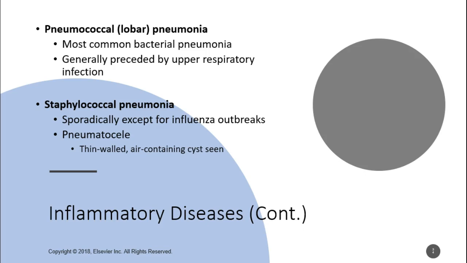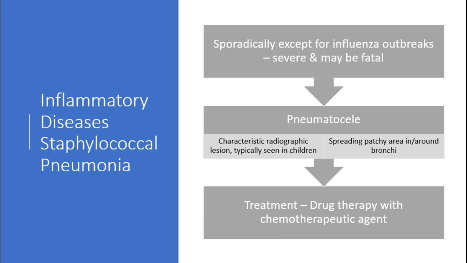So there's lobular pneumonia, the most common bacterial pneumonia, and it generally is preceded by an upper respiratory infection. There's Staphylococcus pneumonia, and you'll see thin-walled air-containing cysts within the images. If we look at Staphylococcus pneumonia, it occurs sporadically, except for influenza outbreaks. It's severe and it can be fatal.